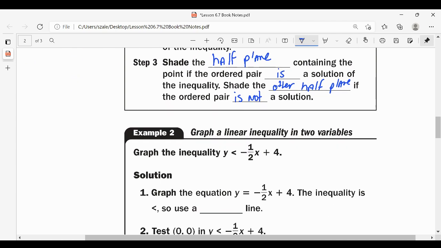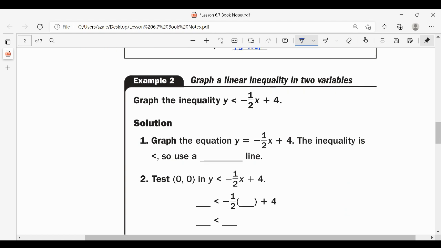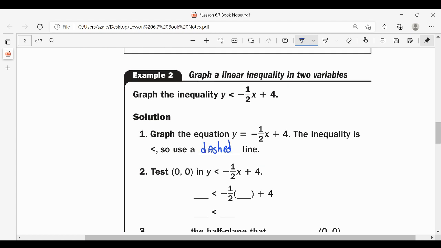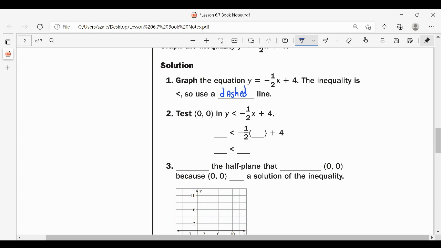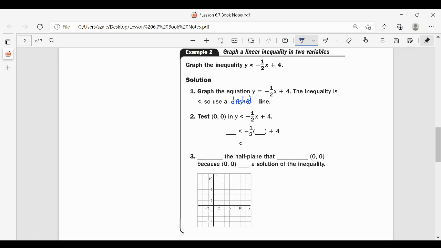So here, if you have y is less than negative 1/2 x plus 4, first things first, you see that it's less than, so we're going to have a dashed line. So I'm going to start by going ahead and my y-intercept is 4. I go down 1, right 2, down 1, right 2. Now this is saying that I'm not going to have a solid line. So you want to make sure that I can tell the difference between your dashed line and your solid line. If I have to guess which one it is, it's going to get marked wrong.